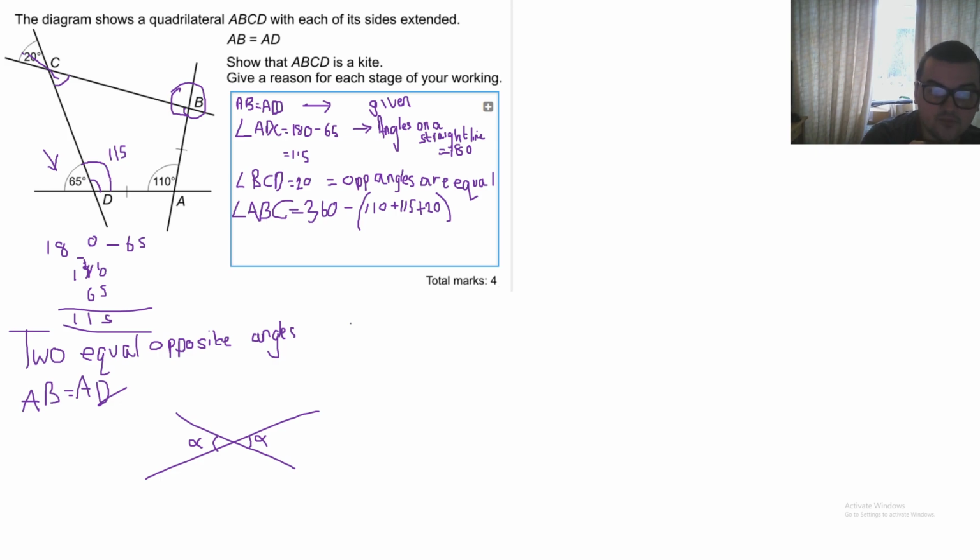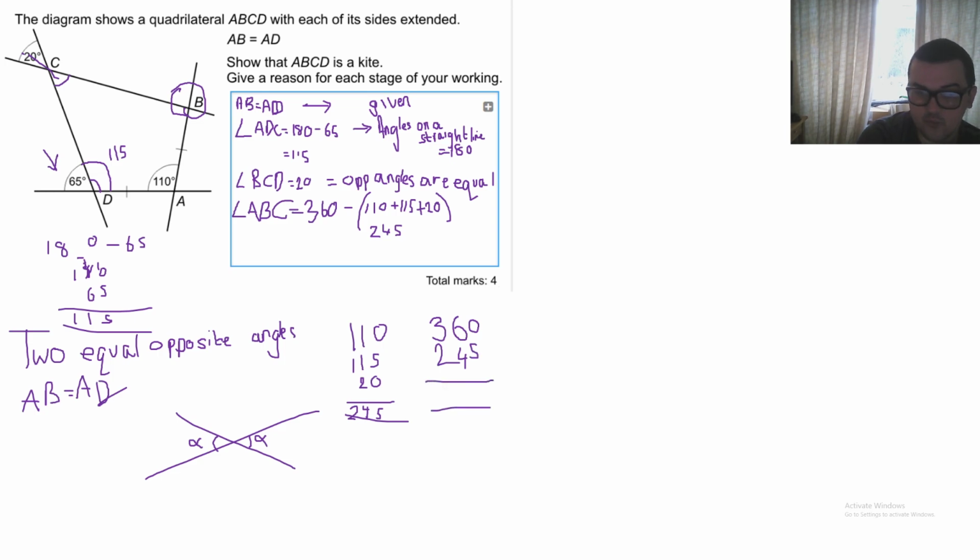So let's do that. 110, 115 and 20. 0 plus 5 plus 0 is 5. 1 plus 1 plus 2 is 4. 2 plus 2 is 1 plus 1 is 2. Almost made a silly mistake again. 2, 4, 5. So let's do subtraction. 360 minus 2, 4, 5.